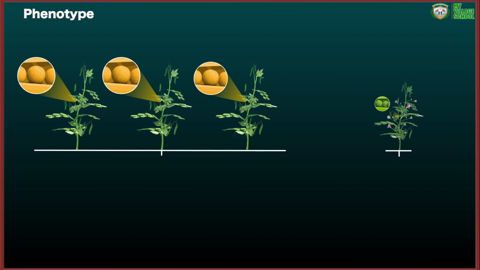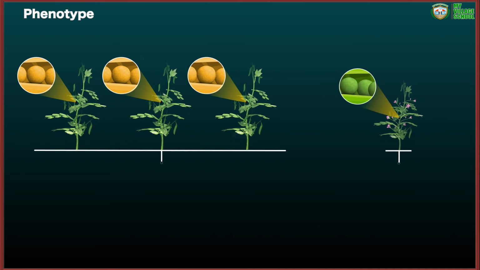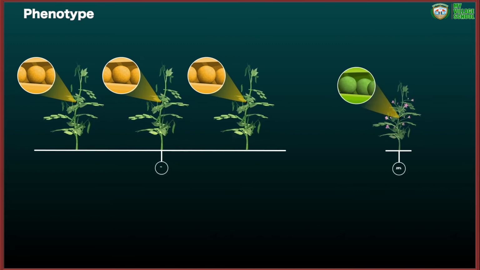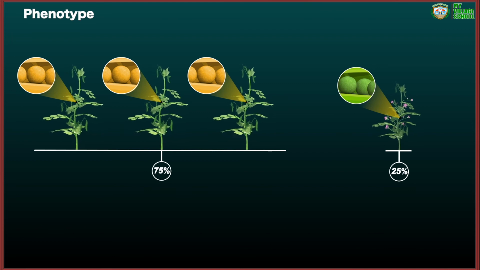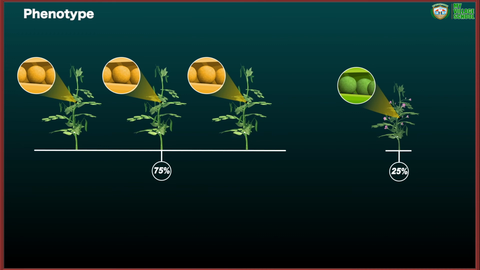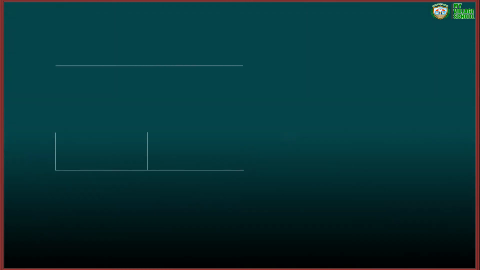Phenotype. Thus, in F2 generation, we can clearly observe that 75% are yellow seed producing pea plants and 25% are green ones. This is known as phenotype, the externally visible characters, and this ratio is called the phenotypic ratio or monohybrid phenotype ratio. It is 3:1.